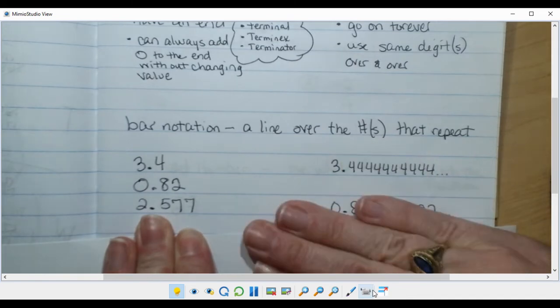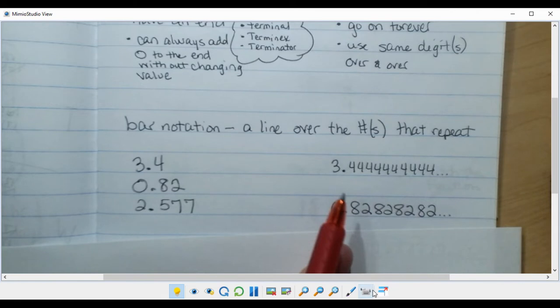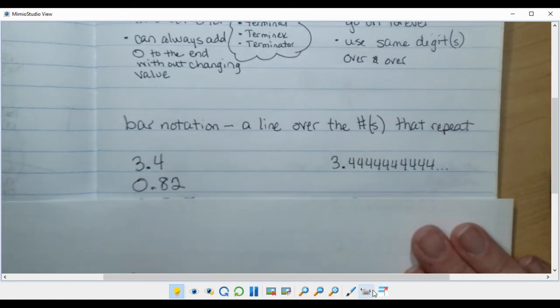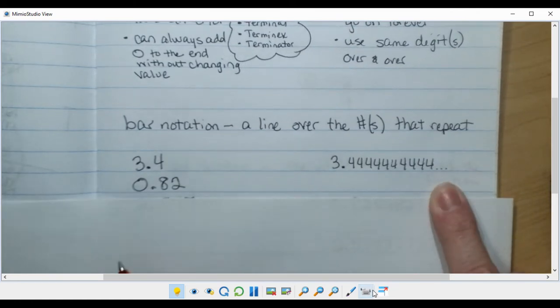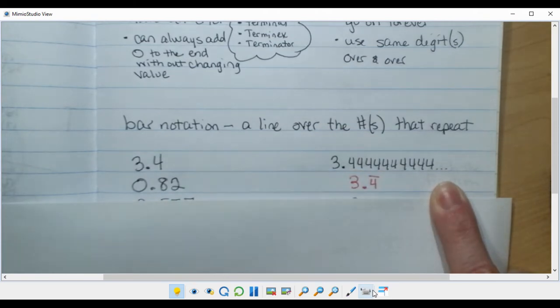So let's look at this. If this number were to repeat, it would look something like this, 3 with a whole bunch of 4s. Now, I chose to use the dots for this, but I could also say 3.4 and put the bar over just the 4, because that's the only number that repeats. And this would be read as 3.4 repeating. The place values don't really apply because of the repeating part.